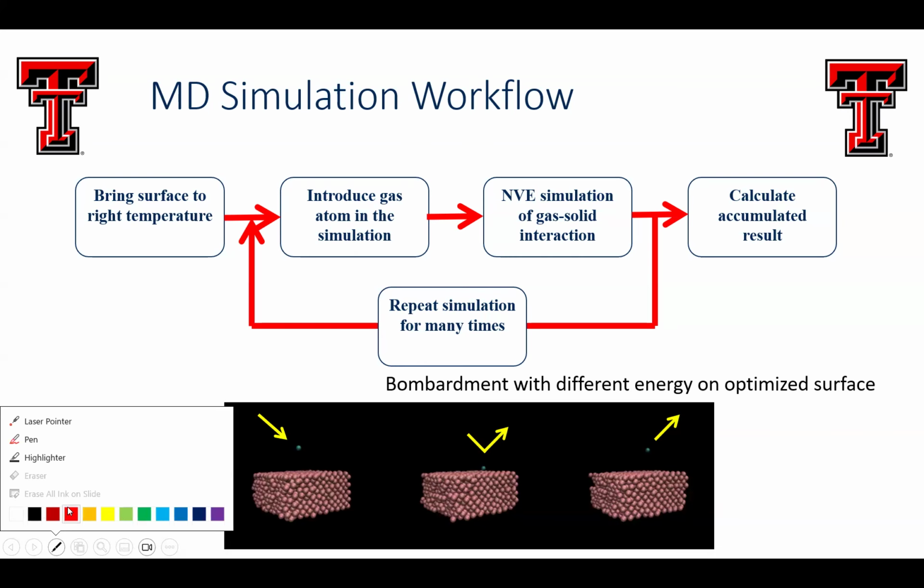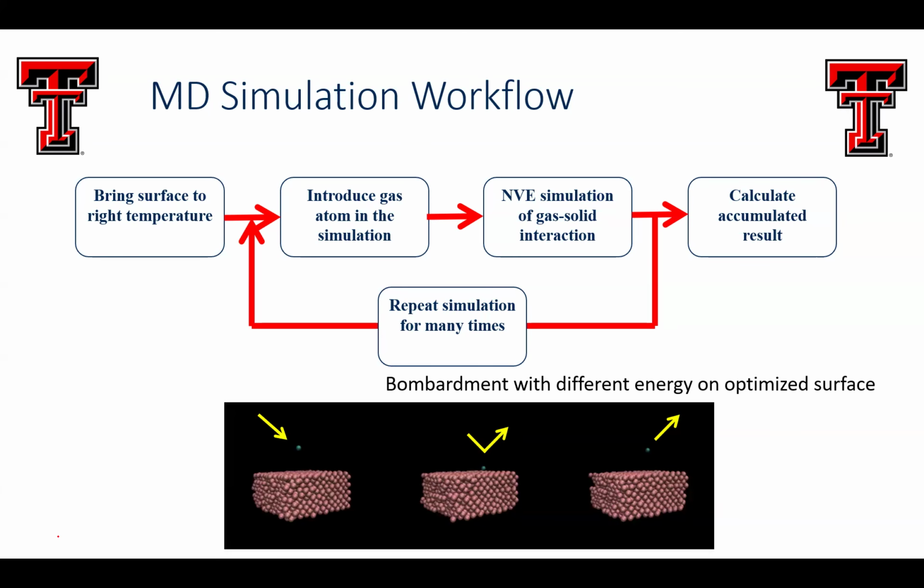So, because every simulation is this. First, this is the surface slab. This surface slab has to be brought, first you do a simulation to bring it to the right temperature. Because surface temperature is one of your control parameters. Then you bring gas atoms in, few at a time. And here in this example, only one, but few at a time. Then you do an NVE simulation of the gas-solid interaction.